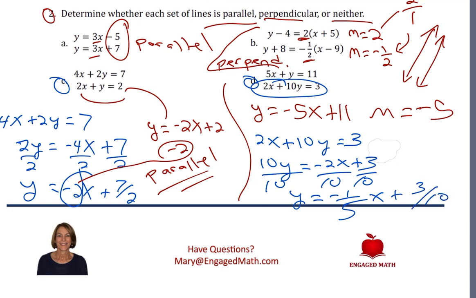So it is really tempting to want to say these two lines are perpendicular because the second line has a slope of negative 1/5, and that first line in D had a slope of negative 5. But it's kind of a trick question because even though they are reciprocals of each other, they both are negative, which means they would not be perpendicular. So the answer to D is simply neither.